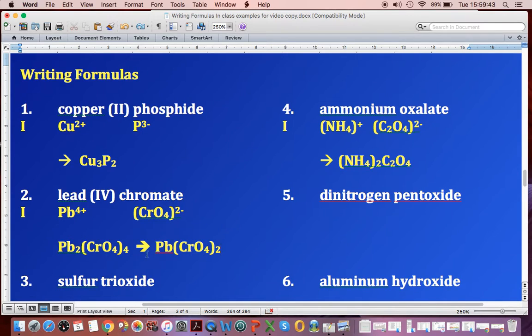So this is not the right formula. Over here is the correct formula. Some of you might say, oh, I could do that just by inspection. I know it needs 2 of those and I could get there. If you can do that, that is absolutely fine.